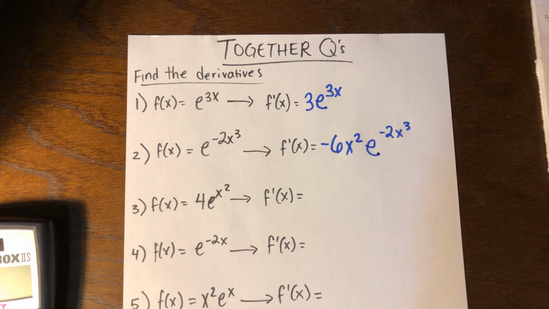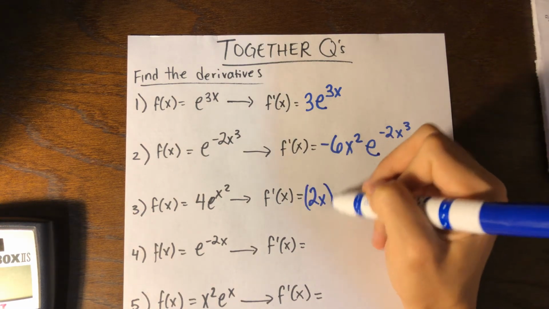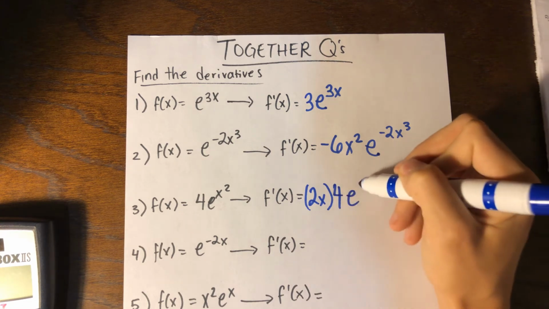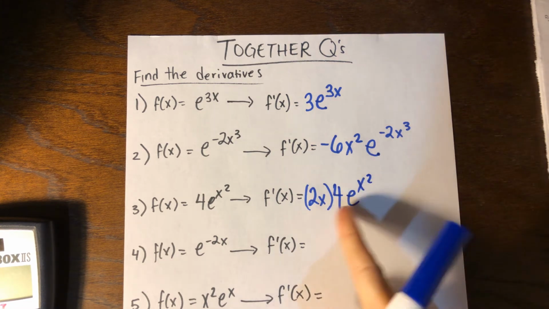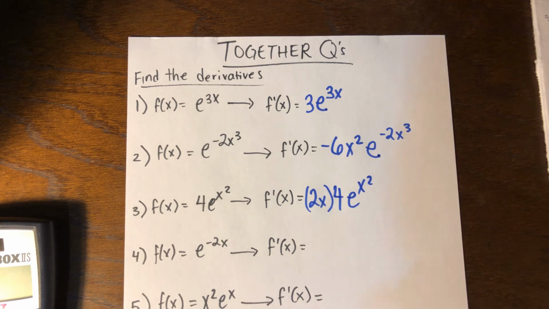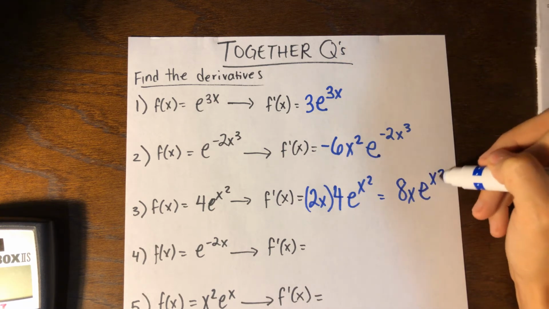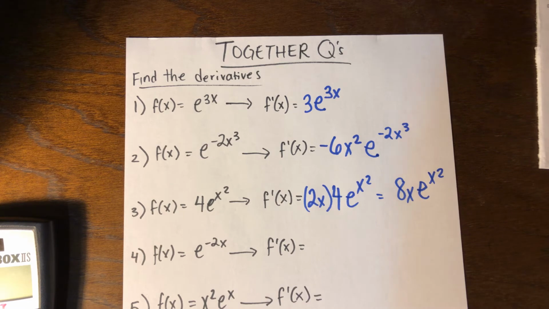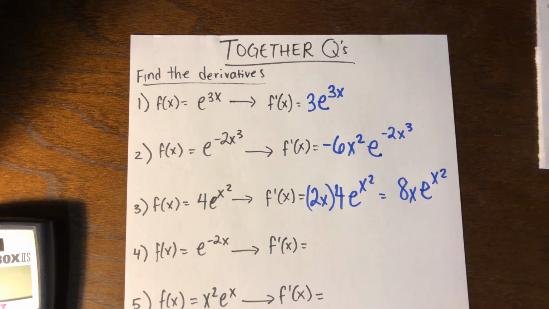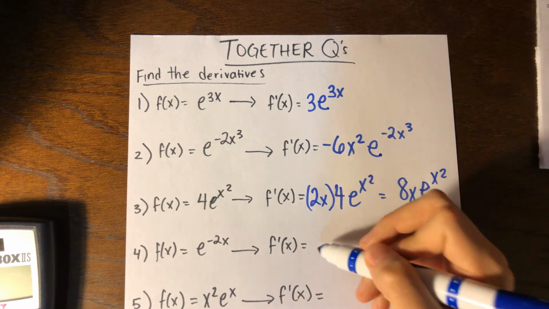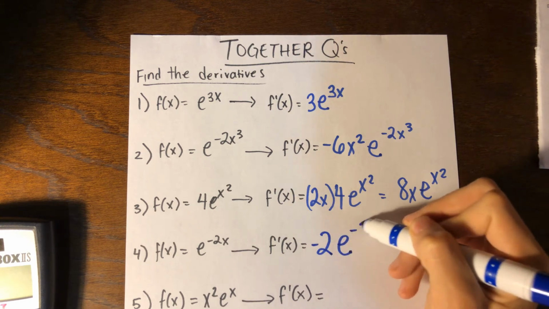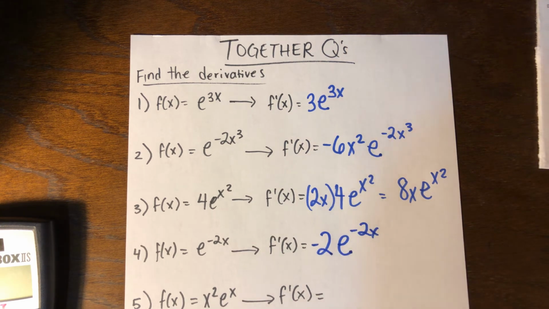4 times e to the x squared power. So I need to find the derivative of x squared, which is 2x, so that goes in front. And then I have 4e, and then I keep x squared. I can simplify this because I can do 2 times 4. So then I would have 8x times e to the x squared power. This would be my answer right here. Okay? Next one, e to the negative 2x power. The derivative of negative 2x is negative 2. Keep the e, keep my exponent. Okay, it's not too bad.